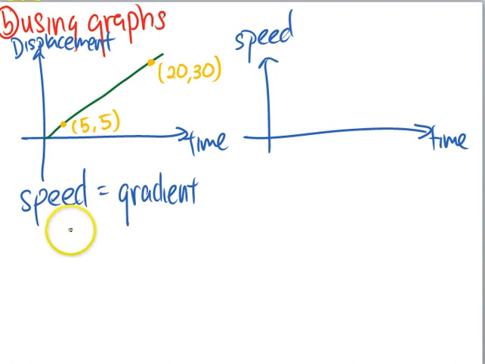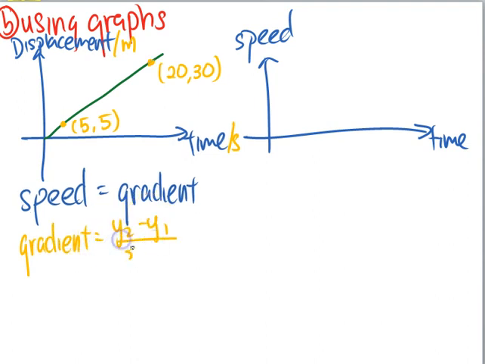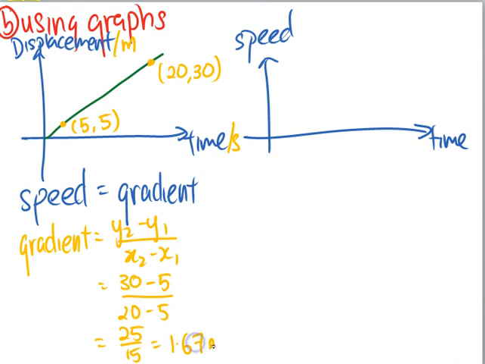So to find the speed in this graph here, maybe the displacement is in meters and the time is in seconds. The gradient is equal to y2 minus y1 over x2 minus x1. So please do not forget how to find the formula. In this case I will use 30 as y2, minus y1 which is 5, x2 will be 20, minus 5. So this is equivalent to 25 over 15. And what you're going to get is 5 over 3, which is 1.67 meters per second. So this is how you can find speed in your displacement time graph.